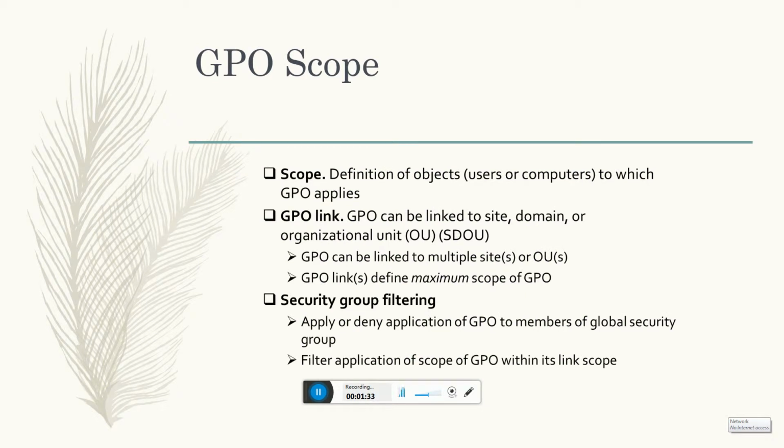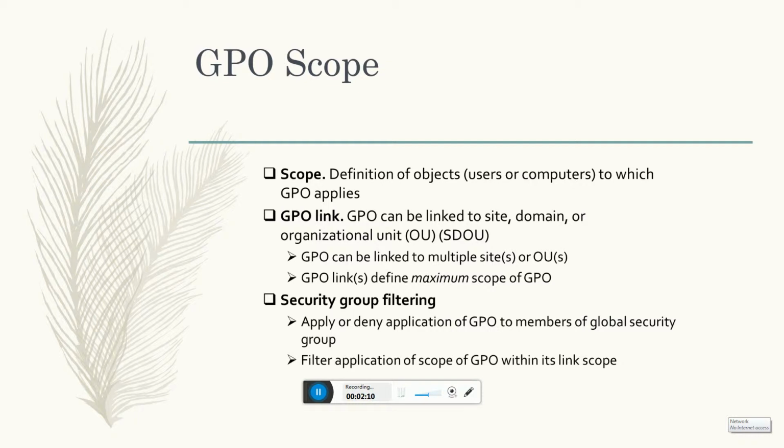GPO group policy scope. What is the scope of group policy? Scope is the definition of the objects, users or computers, to which a GPO applies. GPO links: a GPO can be linked to a site, domain, or organizational unit (OU). A GPO can be linked to multiple sites or OUs. GPO links define the maximum scope of a GPO.